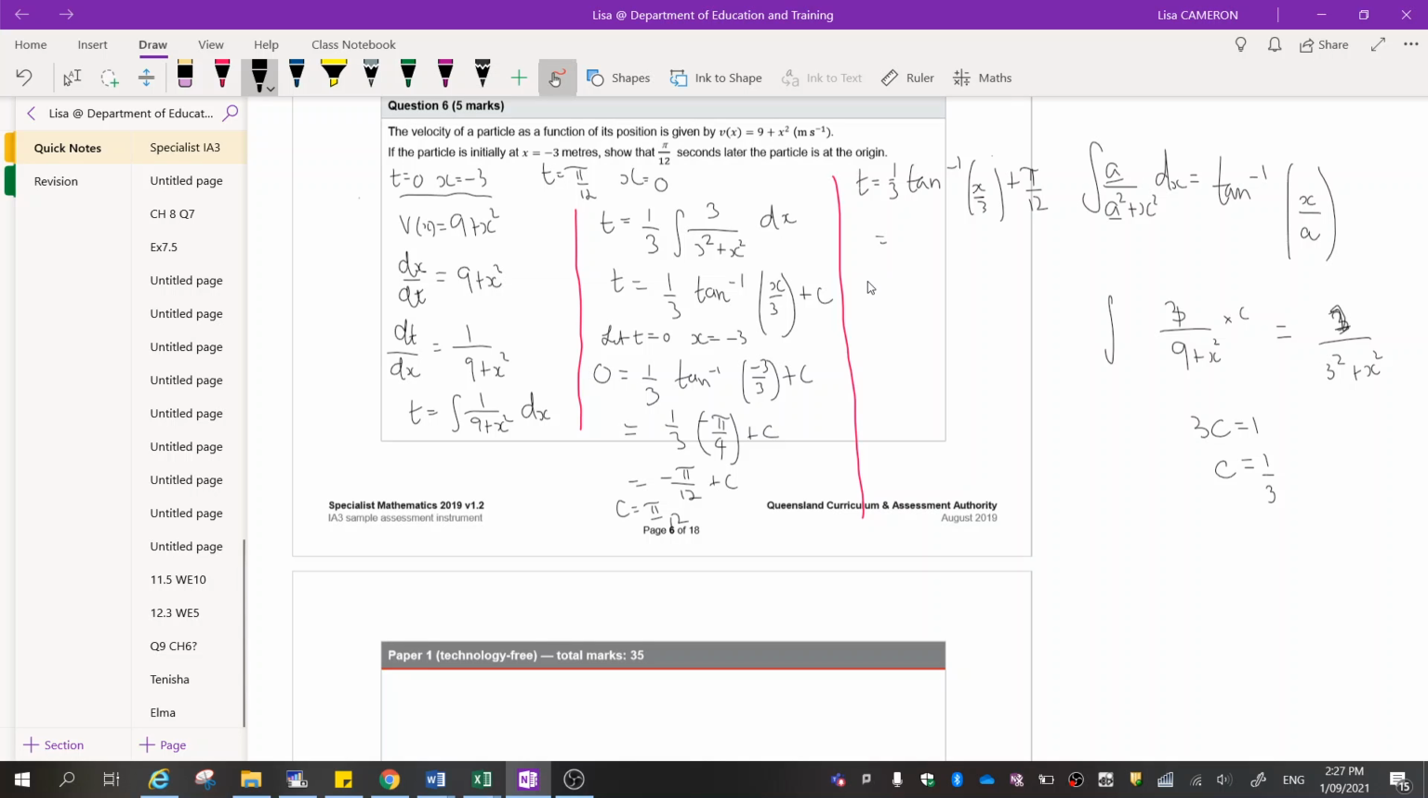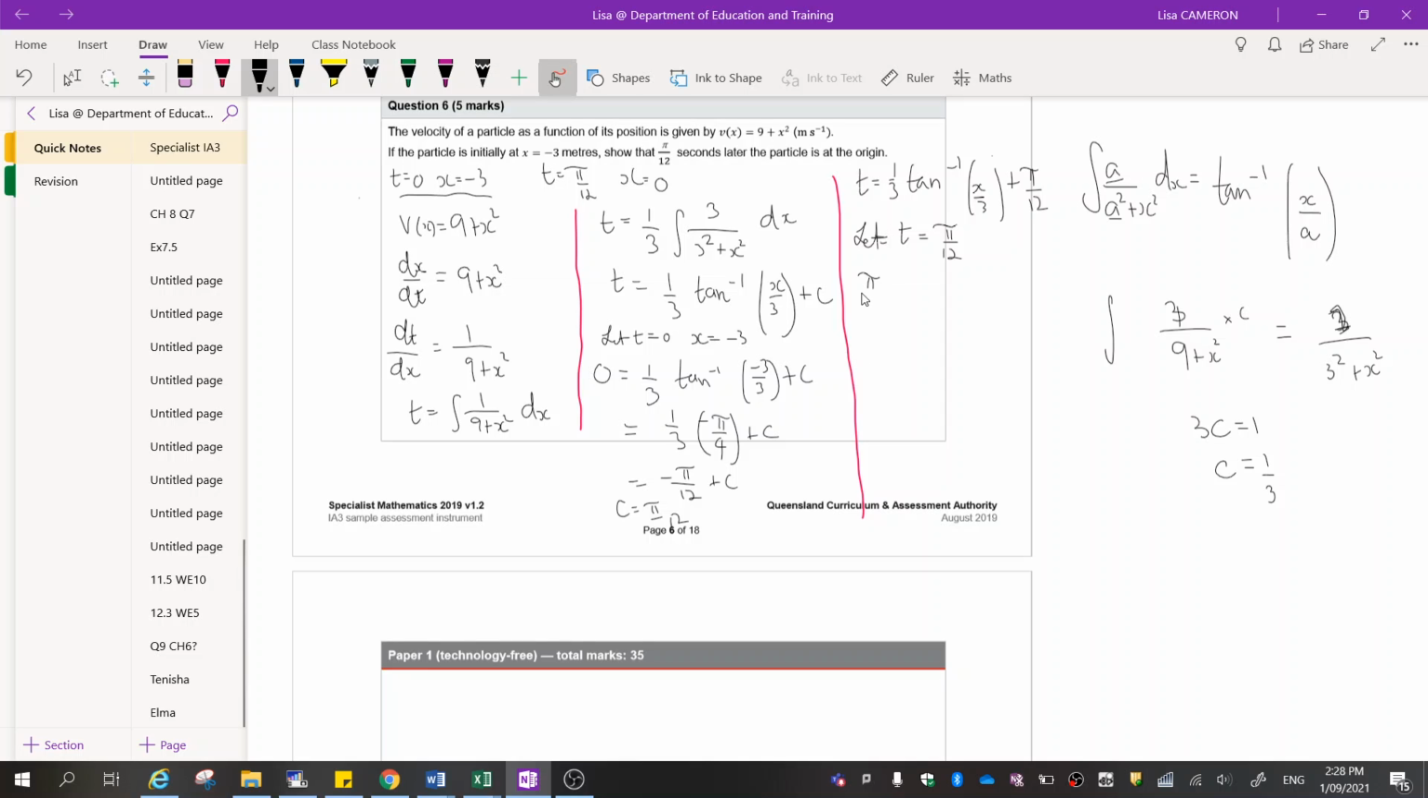Okay, the next part is we want to show that this many seconds later the particle is back at the origin. So I'm going to substitute in this pi on 12 and solve for x, and we'll find out that x is 0, which will prove that it's back. So we're going to let t equal pi on 12. The reverse also works: you can make x equal 0 and prove that that's the time in seconds. It doesn't matter which one you do.